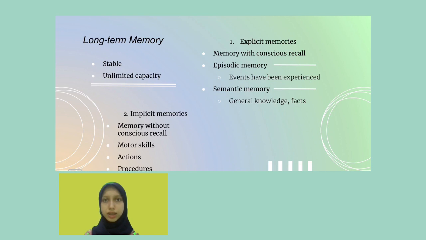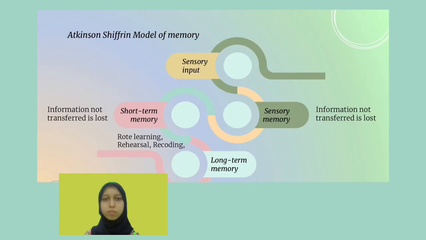Explicit memory has episodic memory, which are events that have been experienced, and semantic memory, which is general knowledge and facts. Implicit memory has motor skills, actions, and procedures. Memories are linked to each other.